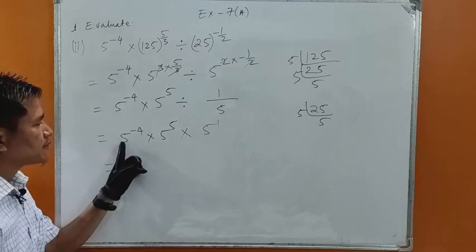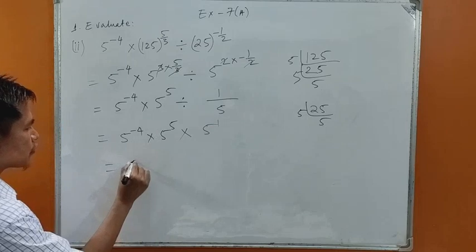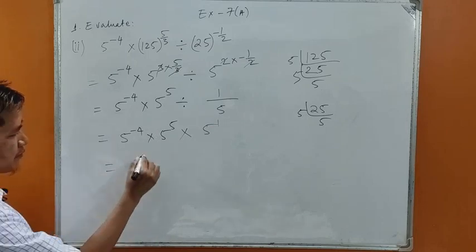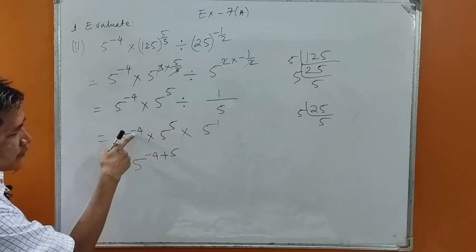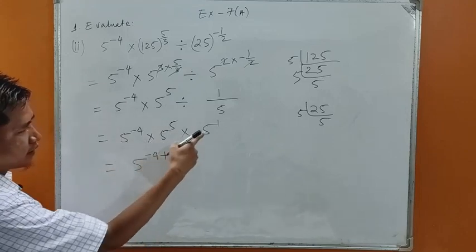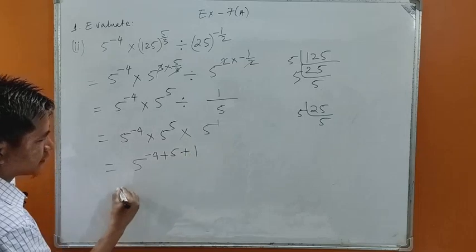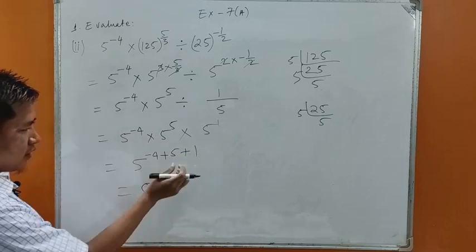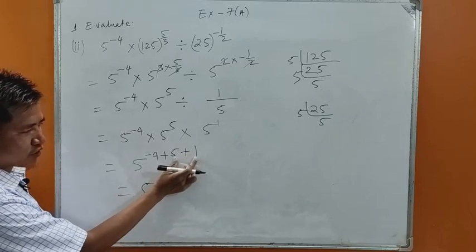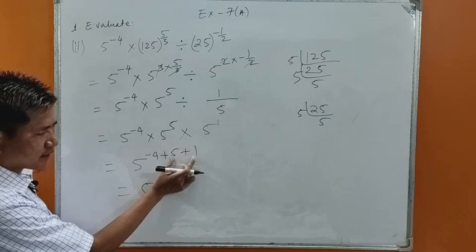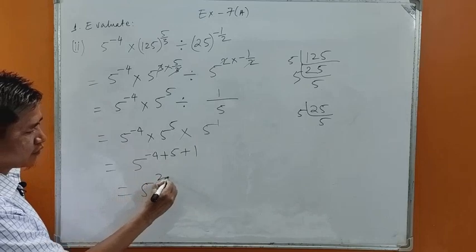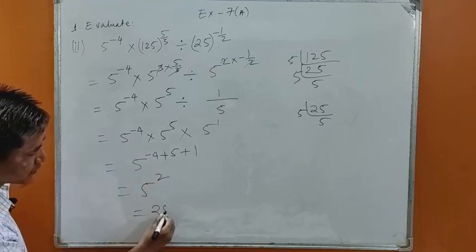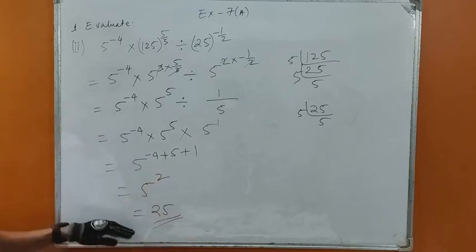So the bases are same, 5, 5 and 5. The powers will be added. 5 minus 4 plus 5 plus 1. Are you getting me? 5 to the power, this 5 and 1 is positive. So plus 5 plus 1 is 6. And this 4 is negative. So 6 minus 4 is 2. 5 squared means 25, isn't it? So this is the answer for question number 2.